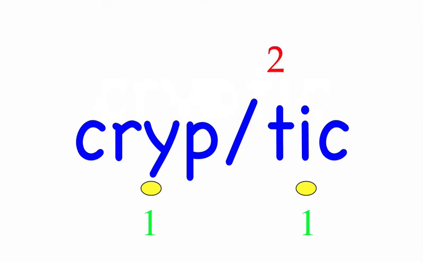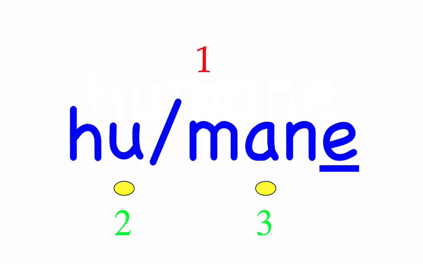Humane. I got my dog at the Humane Society. Humane. Hugh, 2 sounds. H, U. Main, 3 sounds. M, A, N. Humane. Mark the word.